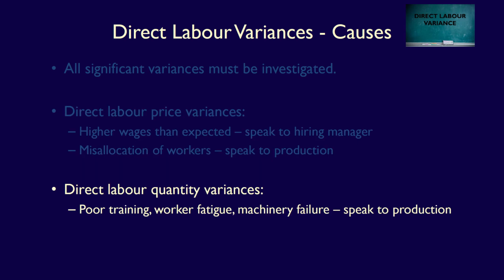For direct labor quantity variances, management should speak to the production department. These variances may be due to poor training, worker fatigue, or machinery that is not working properly, slowing the productivity of the workers. Another factor may be poor quality material, causing workers to spend more time on each product, or reworking the product due to quality issues. In this case, the purchasing department must be spoken to instead of production. Regardless, both variances, if they are material, must be investigated.